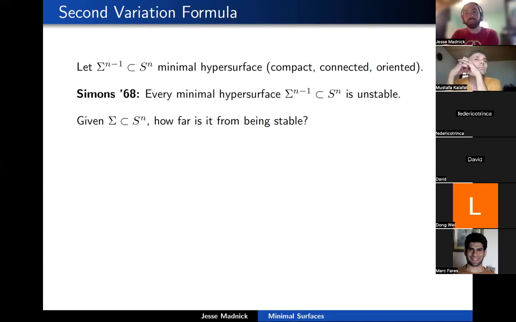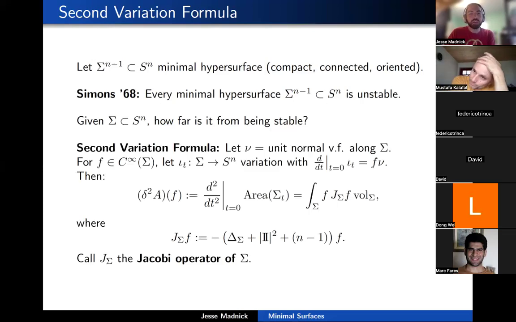Okay, but since we're dealing with hypersurfaces, the second variation formula is actually considerably simpler now, because the normal bundle for us is trivial. We're working with orientable submanifolds in an orientable ambient space. So I'm going to restate the second variation formula from last time, or maybe two lectures ago, but in a form that's convenient for hypersurfaces in spheres. So let's let nu be the unit normal vector field along sigma. And so every normal vector field, you can think of as a function times nu.